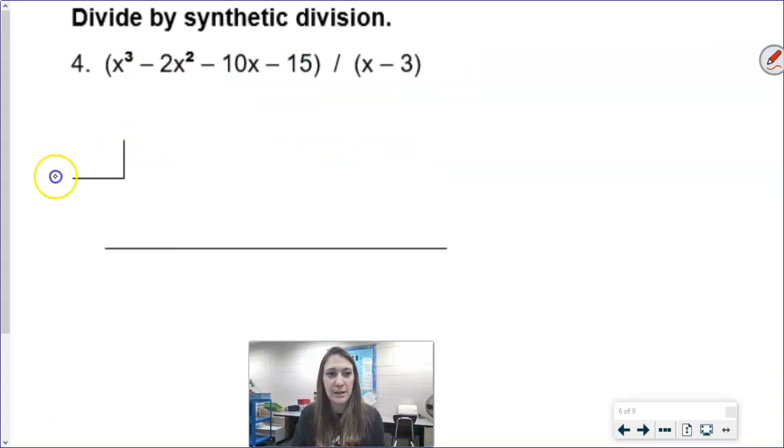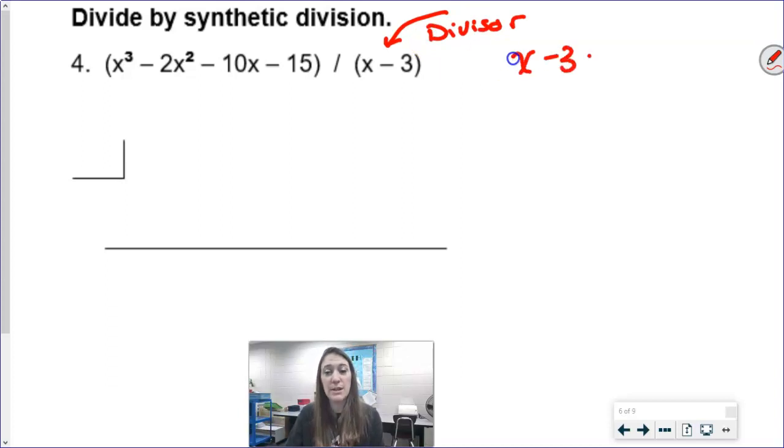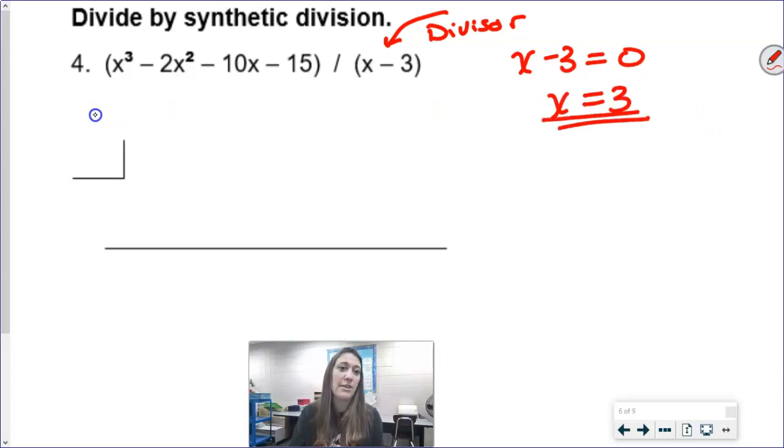So in the box here, we're going to put what's called the solution to the divisor. So this guy right here is the divisor. The solution to the divisor would be if you set it equal to 0 and you solved it. So adding 3 to both sides would give you x equals 3. That's what goes in the box, okay? I know you're looking at that going, oh, I just take the opposite. Well, that's because you're solving it. You're setting it equal to 0 and you're adding 3 over. Don't just think the opposite, because it's a little more complicated than that in some problems.